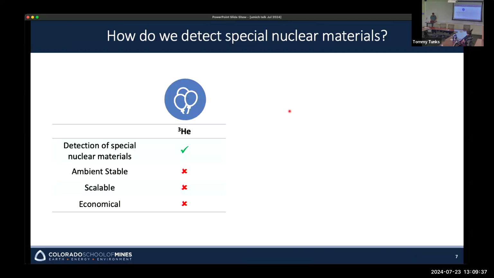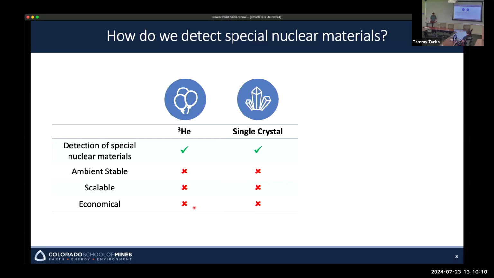So there are a variety of materials that are used to detect these types of nuclear events. So there is helium-3. And so this is, I'm just kind of showing my interpretation of the pros and cons. So these are good for detecting nuclear materials. I classify them as not ambient stable because they'll just evaporate and go out of the atmosphere. I would think that the scalability and the economics of these are pretty expensive just because you have to encapsulate the gas.